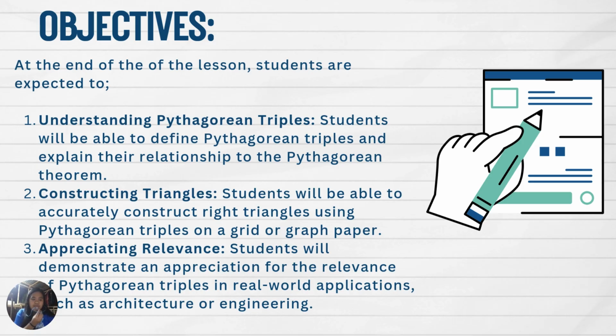So these are our objectives. At the end of the lesson, students are expected to first understand Pythagorean triples. Students will be able to define Pythagorean triples and explain their relationship to the Pythagorean theorem. Second, students will be able to accurately construct right triangles using Pythagorean triples on a grid or graph paper. And lastly, students will demonstrate an appreciation for the relevance of Pythagorean triples and real-world applications such as architecture or engineering.